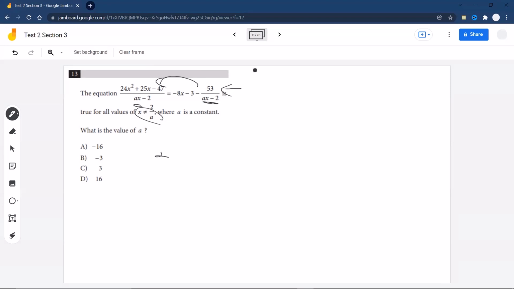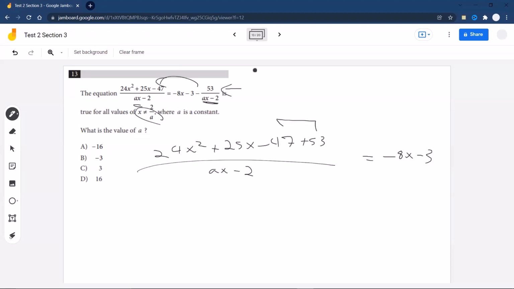So if I do that, I'll get 24x squared plus 25x minus 47 plus 53, right? And that's all over ax minus 2 equals negative 8x minus 3. Again, all I've done is move this over to this side here. So now I can simplify this part here. We'll do 53 minus 47. What do we get? 13 minus 7, we get 6, right? So there's a difference of 6.